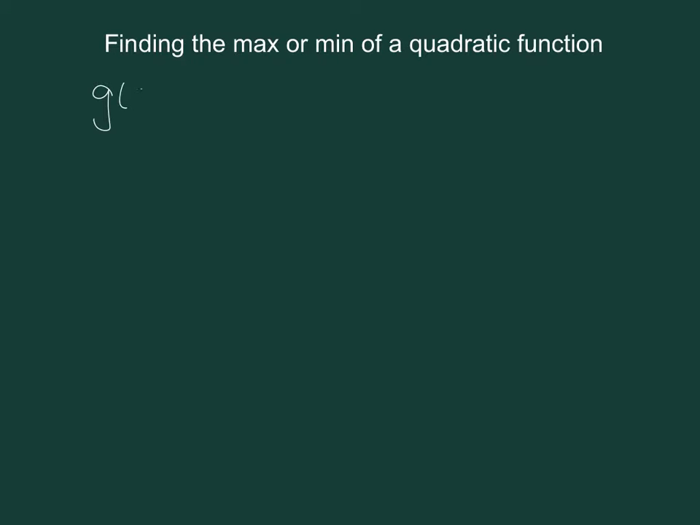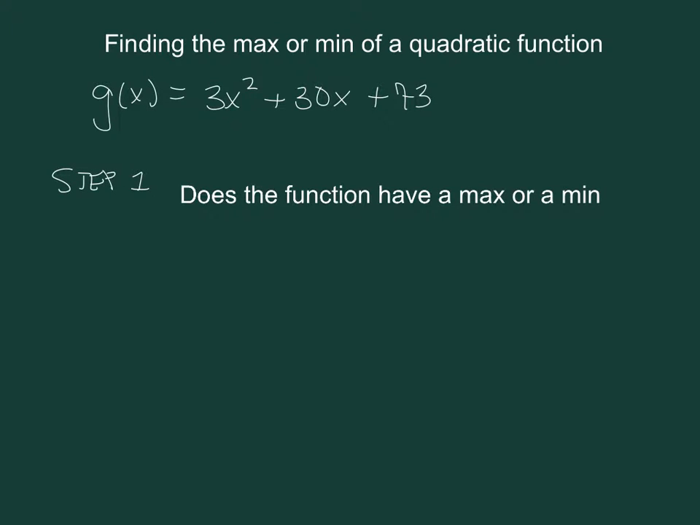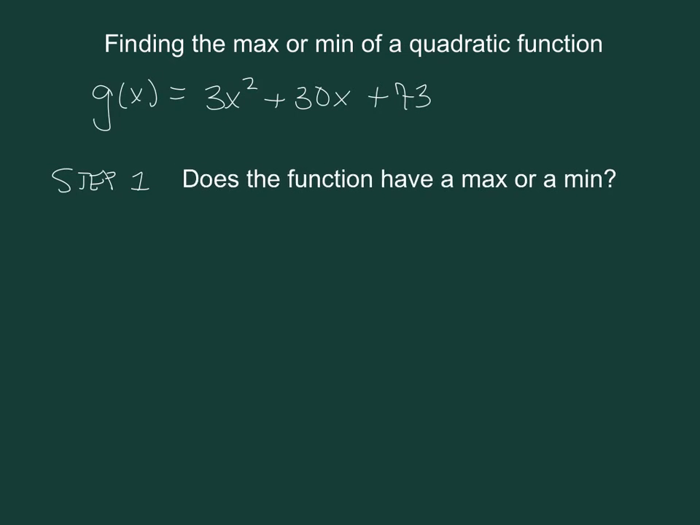Alright, so let's start with g of x equaling 3x squared plus 30x plus 73. We want to know if this is a max or a min. So step one is you are going to answer the question: does the function have a max or a min? That's the first question you're going to answer.